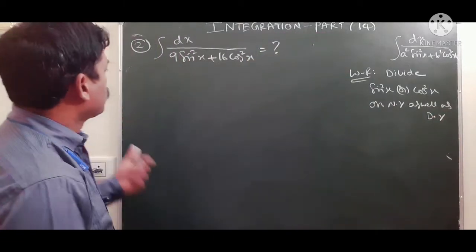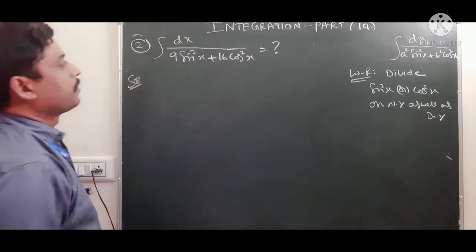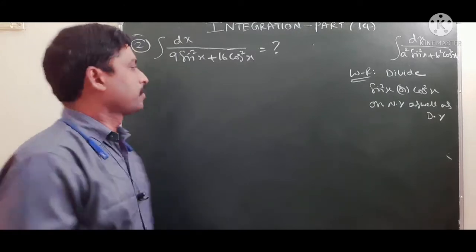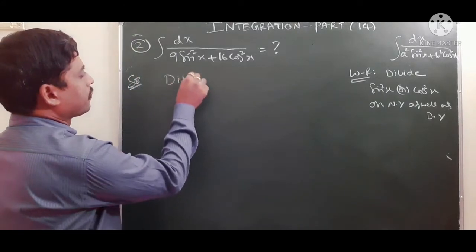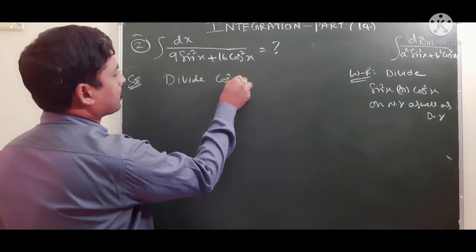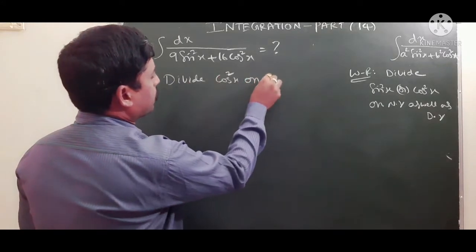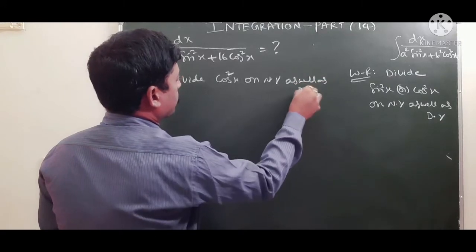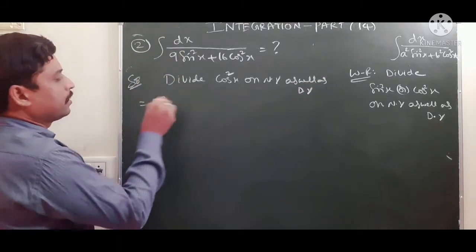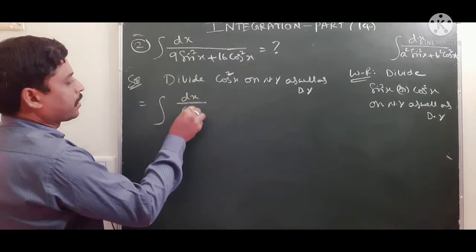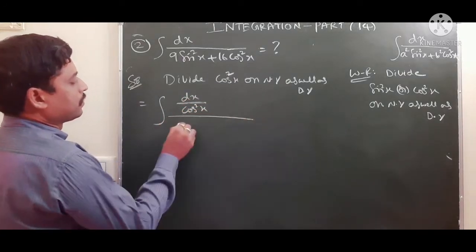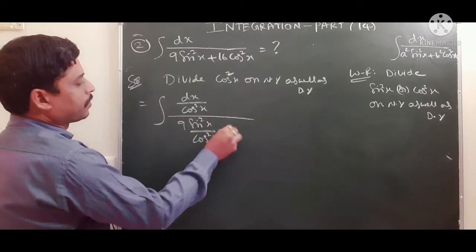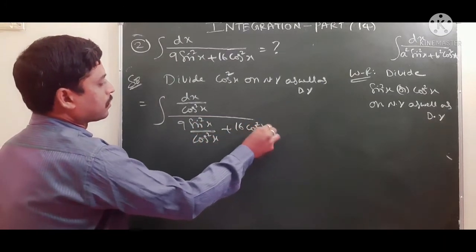Okay, so in this statement divide on numerator and denominator with cos square x. Therefore integral dx by cos square x upon 9 sin square x by cos square x plus 16 cos square x by cos square x.